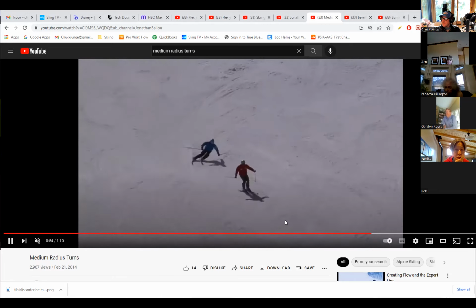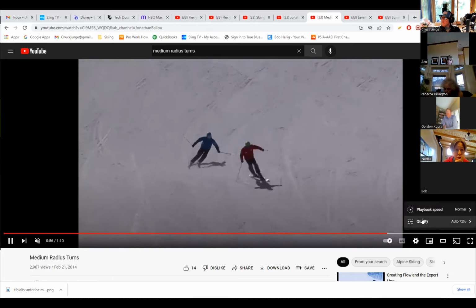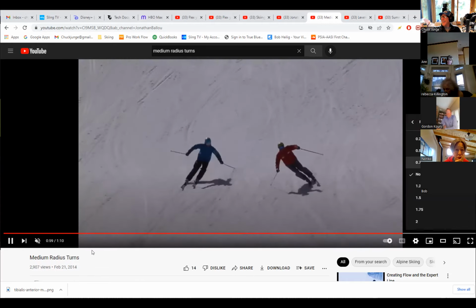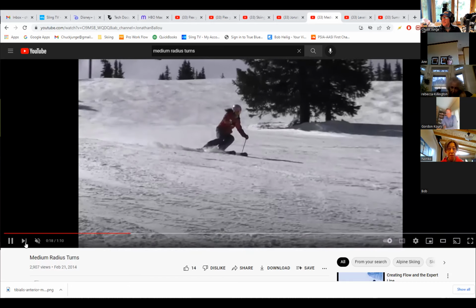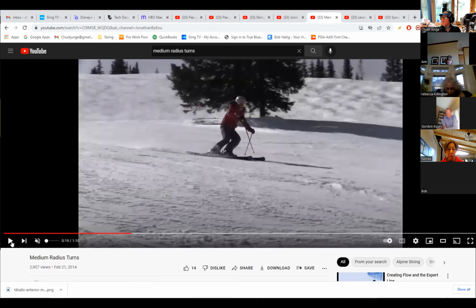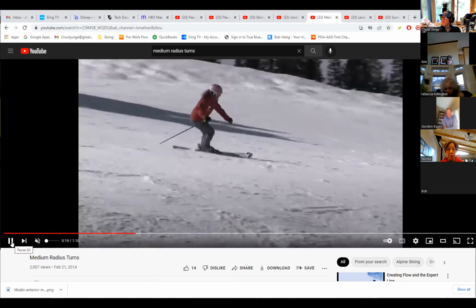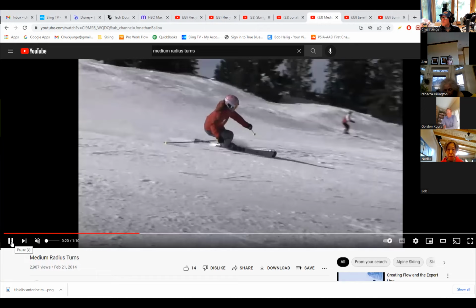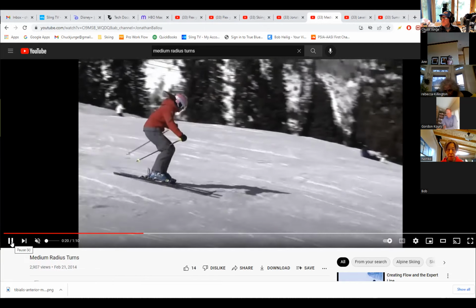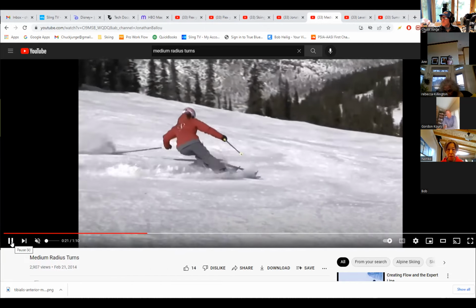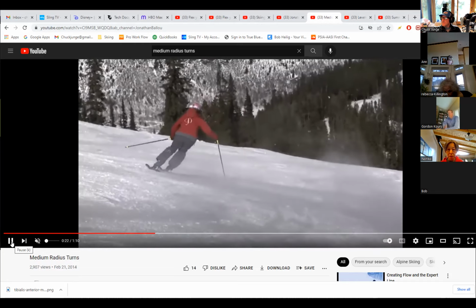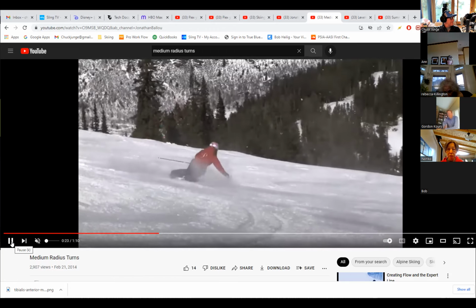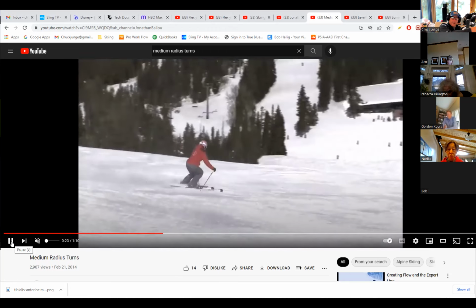Could you slow it down so that we could see what his hips are doing at turn initiation? Hips. You all know what the hips do. All right, let's see if we can catch it. Gotta love Kate Howe skiing.